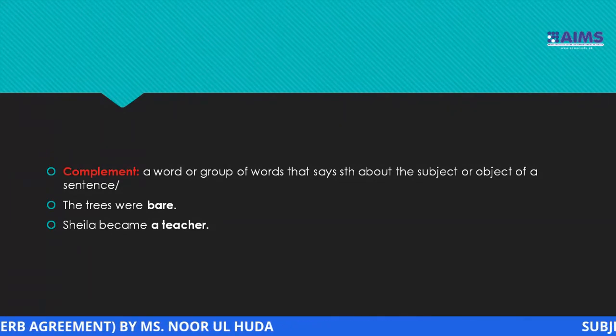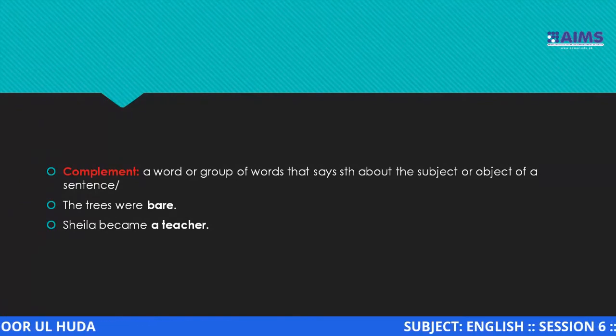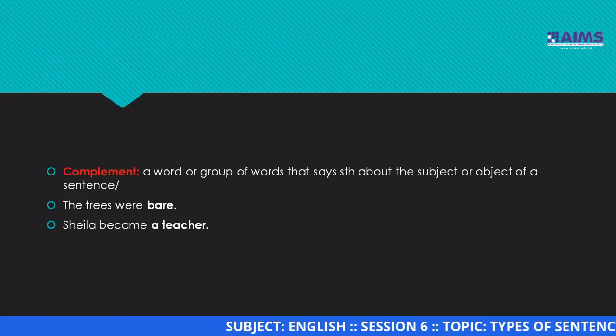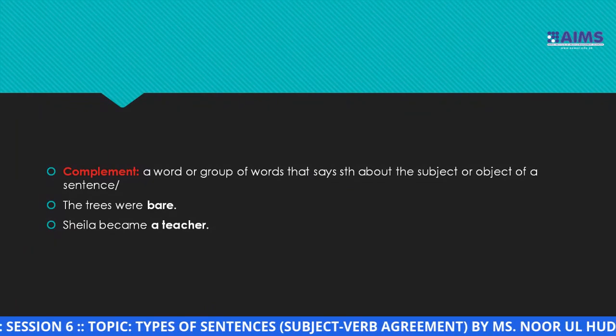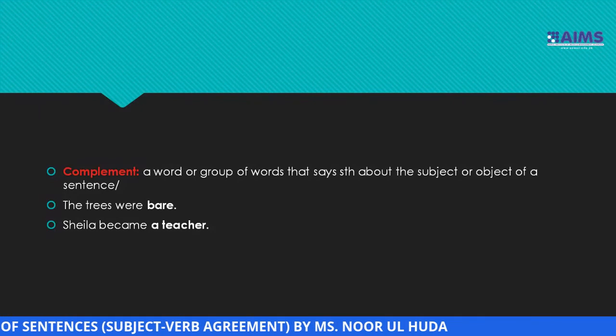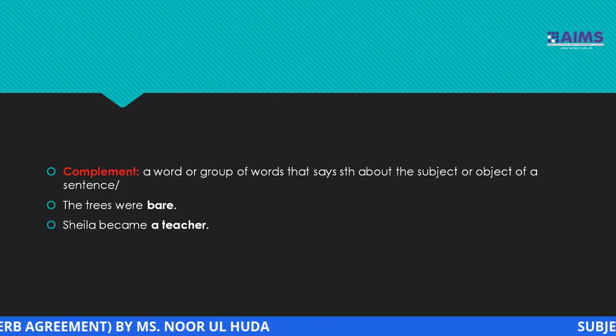Similarly, when we say that she plays in the garden, now in the garden is a phrase, but wouldn't be called the object. It may be termed as a complement. And which type of complement is this? It is the prepositional phrase.